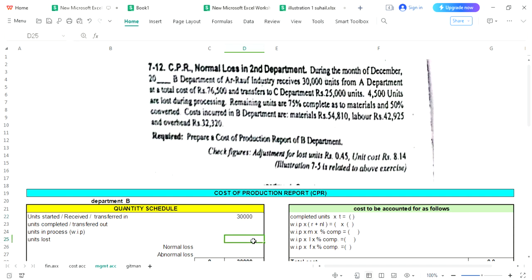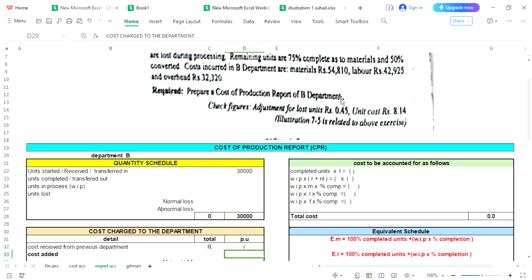We are on the left side of the page. Quantity schedule we are going to complete first. 30,000 we have written. So these 30,000 units were received from department A. Total cost 76,500. Now let me know, you are receiving these units, and this 76,500 cost, received from where? From A. So what finally will you decide for this 76,500? This is total cost, and total cost is received from A. A is the previous department. So finally we come to know that 76,500 is the cost which we are receiving from the previous department, and that is R.